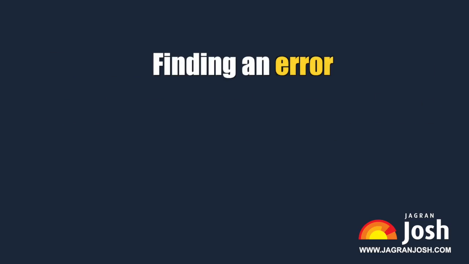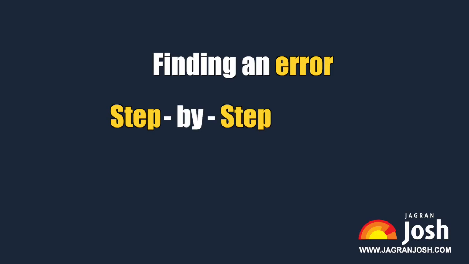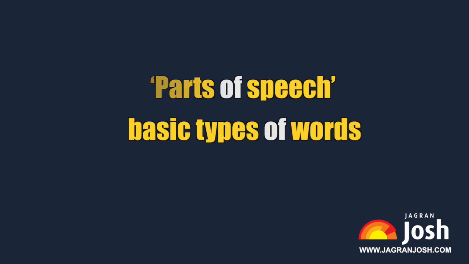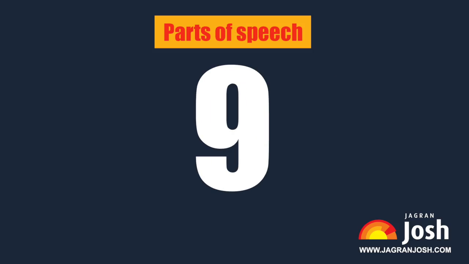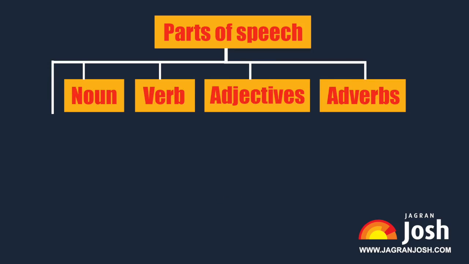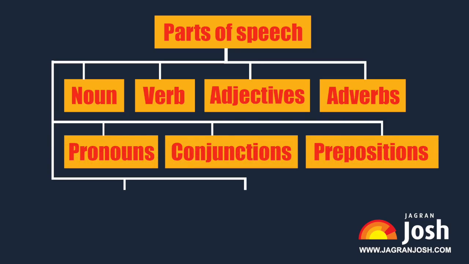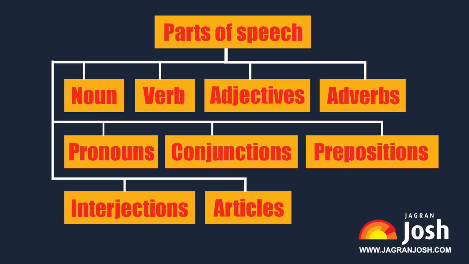Finding an error in a sentence is a step-by-step process. Students must follow grammar rules while solving such type of questions. In English, parts of speech are the basic type of words. There are 9 parts of speech: nouns, verbs, adjectives, adverbs, pronouns, conjunctions, prepositions, interjections, and articles.